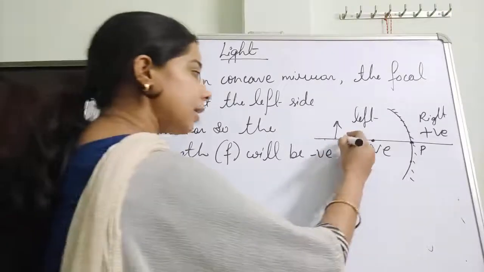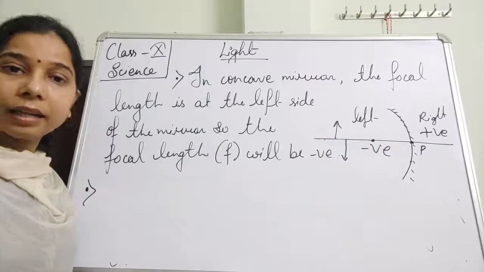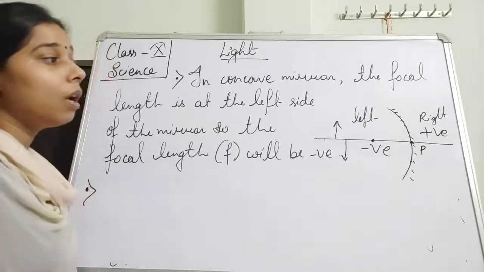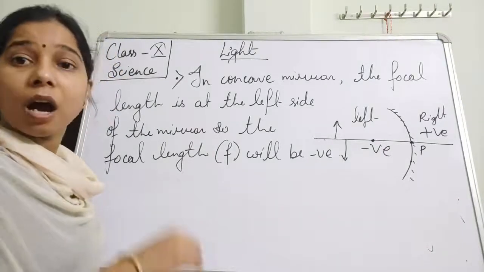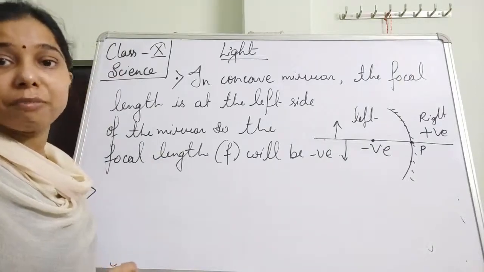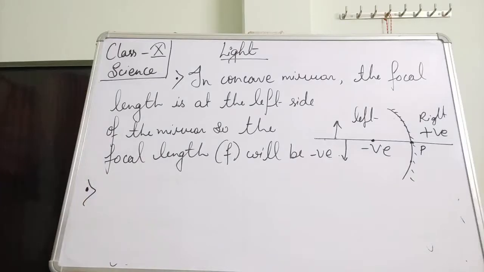But if it is in the downward direction, at that time the height we will take as negative, students. So if we talk about the height, here if the height is in the upward direction, then we will take it as positive. But if it is in the downward direction, then it is taken as negative.